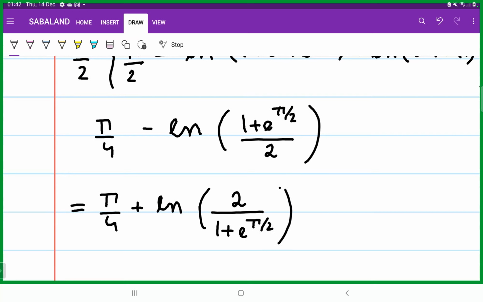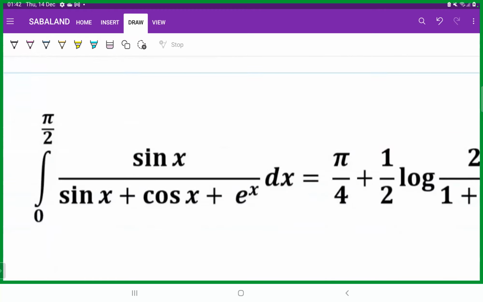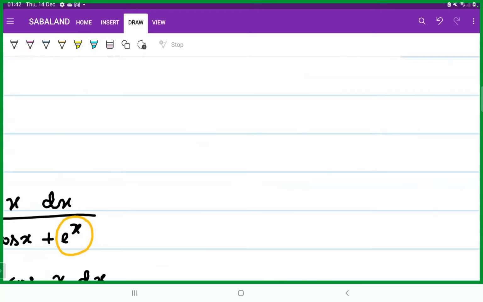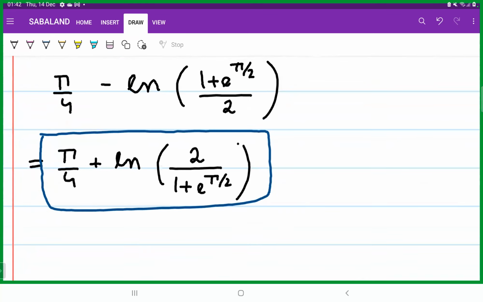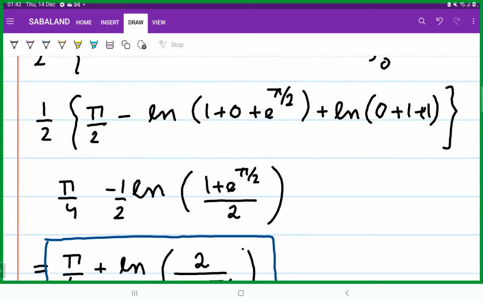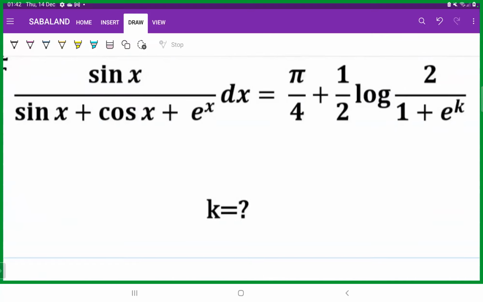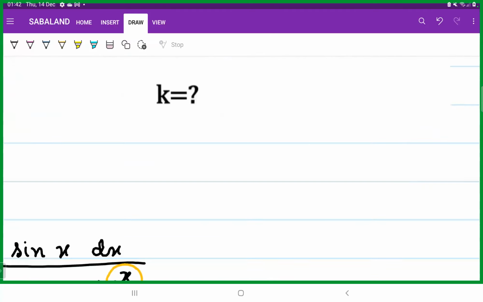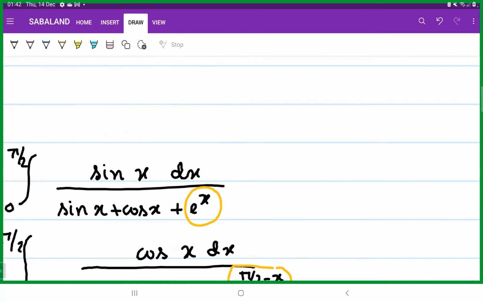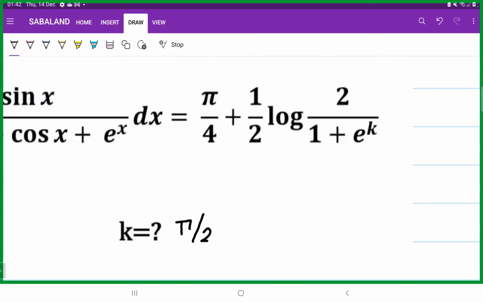This is the answer to this particular integration. Now we have been asked to compare this result with this. Looks very similar, right? Oh, I'm sorry, I missed out on the half over here. So sorry. This will be divided by 2, and therefore the value of k, I think there was e square on top, right? I'm sorry, e to the power pi by 2. So the value of k is pi by 2. So you have your answer. Thank you.